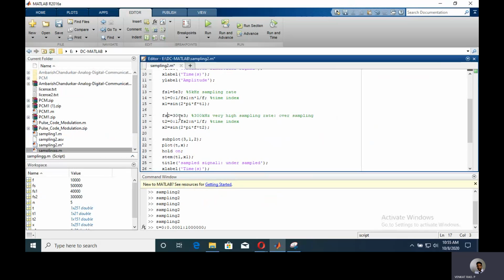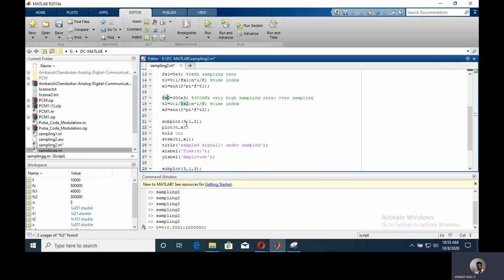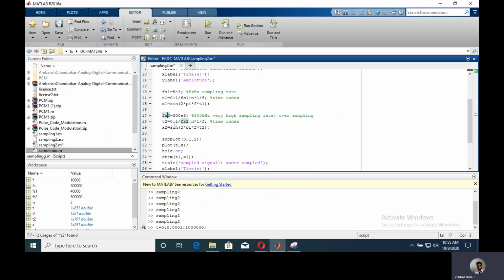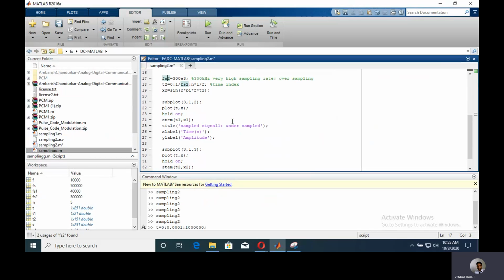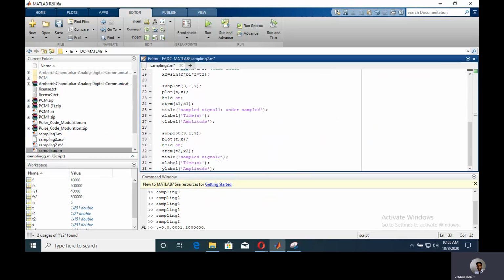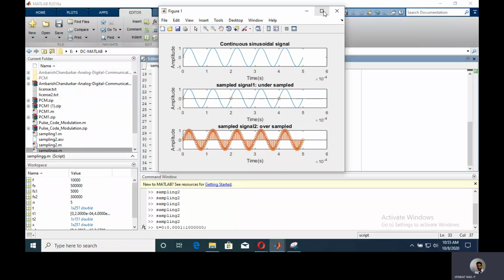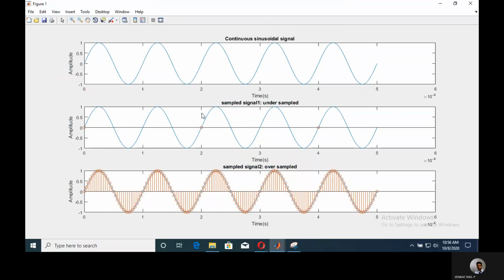Next, the second sample frequency is selected as 300 kHz. This is oversampling, because Fs is very high compared to 2 times Fm, which is 20 kHz. Now let us title this as oversampled. Now let us observe the outputs. So this is the undersampled signal of this input signal.